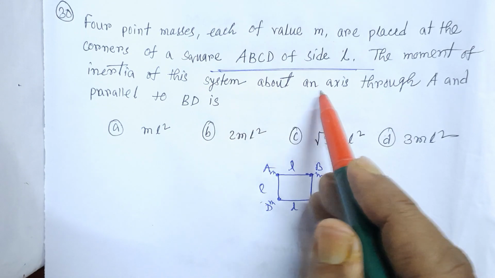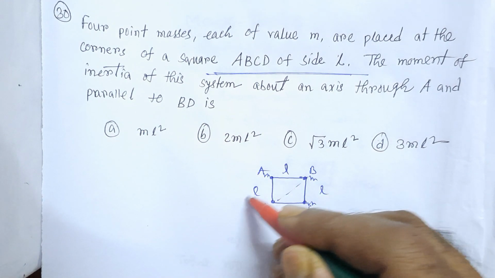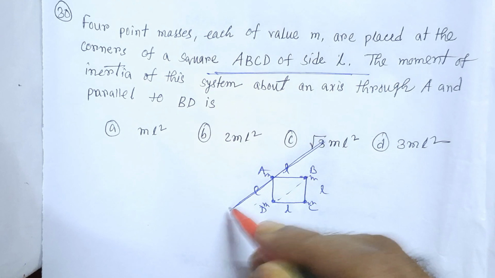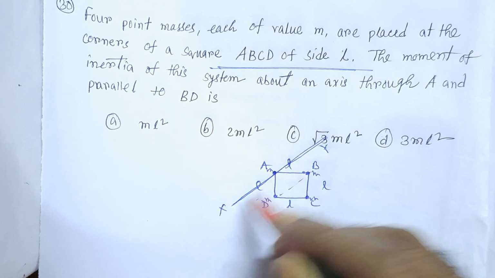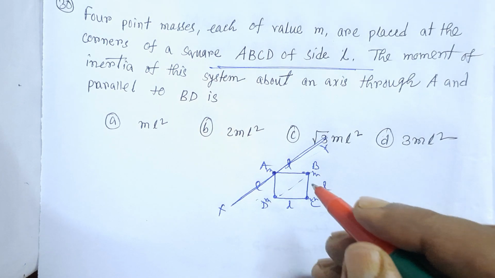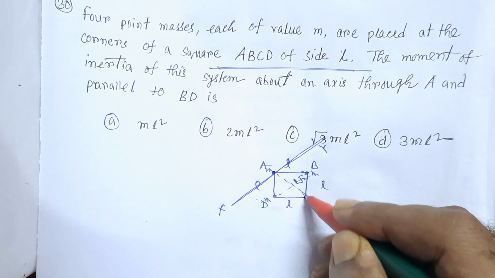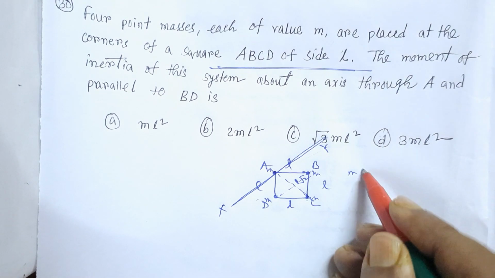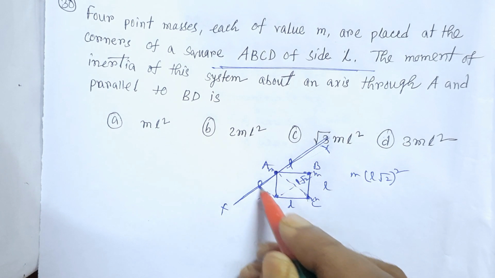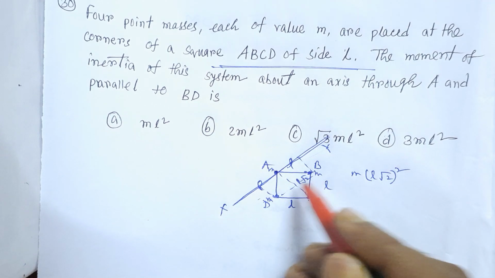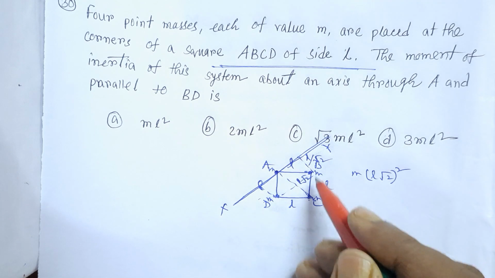The moment of inertia of the system about an axis through A and parallel to BD. This is BD, so we have to calculate the moment of inertia of the system about the axis XY. As mass at A is on the axis, its moment of inertia is 0. And the diagonal length is L root 2. So the moment of inertia of the mass C is m into L root 2 whole square. Whereas the distance of the axis from mass D or B is half the diagonal length, that is L root 2 by 2, that is L by root 2.